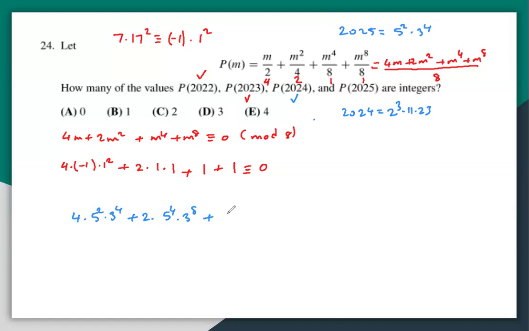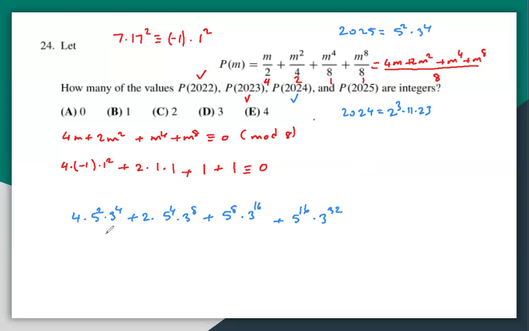So you got m to the 4th, so 5 to the 8th times 3 to the 16th. And the last one is the 8th power. So that should be 5 to the 16th and 3 to the 32nd. Hope I didn't mess anything up.